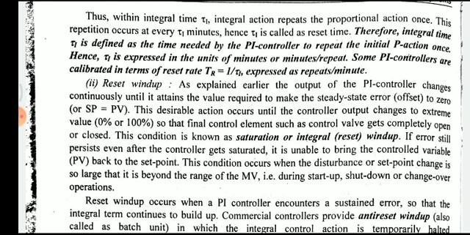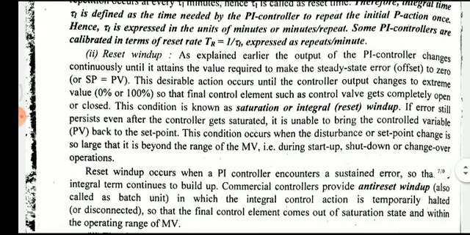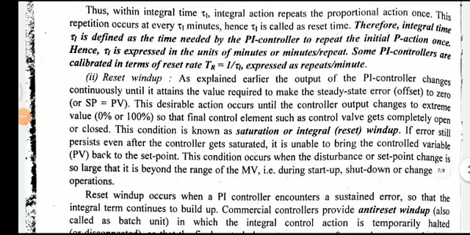So the integral time tau 1 is defined as the time needed by the PI controller to repeat the initial P action. Hence tau 1 is expressed in the unit of minutes or minutes per repeat. Okay, so some PI controllers are calibrated in terms of reset rate, that is TR equal to 1 by tau 1, expressed as repeat per minute.